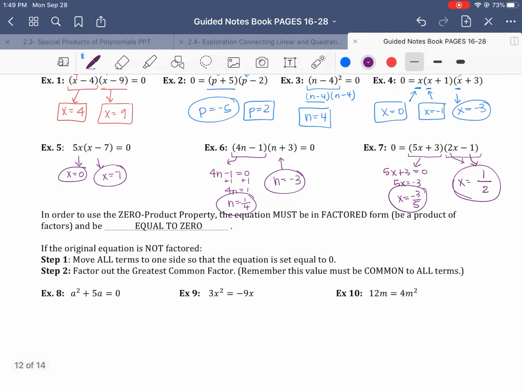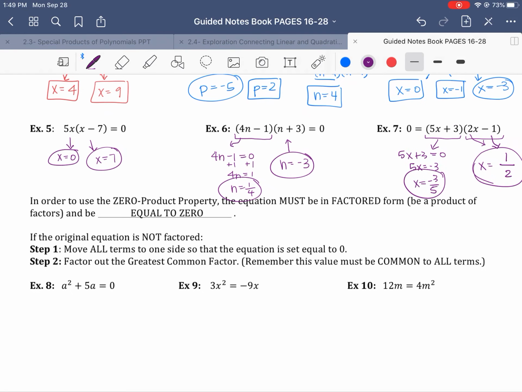So we just want to make sure that we're practicing our factoring here on the last ones. Again, if the original equation is not factored, these are our steps. Step 1, move all the terms to one side. Now that's different than what you're used to, but remember we have lots of terms with variables. Once you do that, you factor out the greatest common factor and then identify the solutions. Looking at example 8, this one's already equal to 0. Great, work is done. So we look for a greatest common factor.